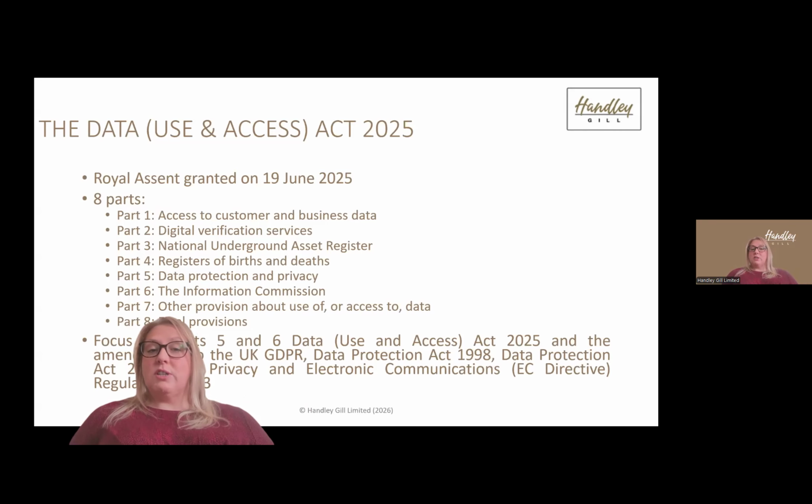So royal assent was granted on the 19th of June 2025. The Act's actually in 8 parts. It doesn't just cover traditional data protection. Part 1 covers access to customer and business data. Part 2 covers digital verification services. Part 3, the National Underground Asset Register. Part 4, provisions around registers of births and deaths. Part 5, data protection and privacy. Part 6, the Information Commission. Part 7, other provision about use of or access to data. And Part 8, the final provisions.